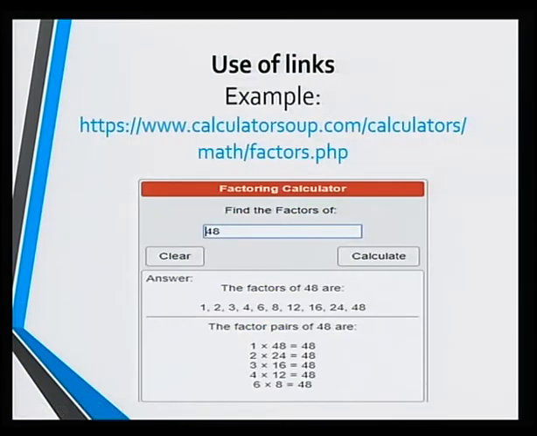You can also use different links to find the factors of a given number. This is an illustration of this link, and you have a snapshot. So you just type the number for which you want to find the factors, and the factors are given here.